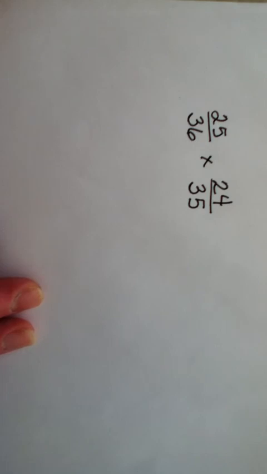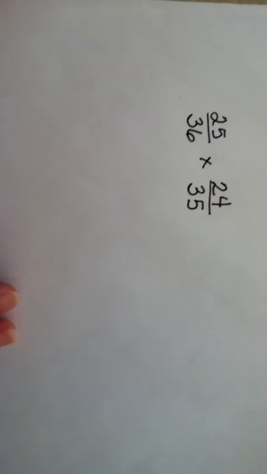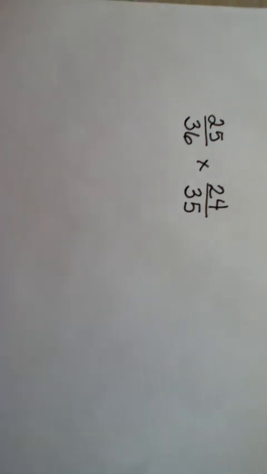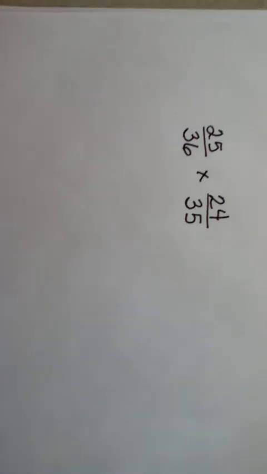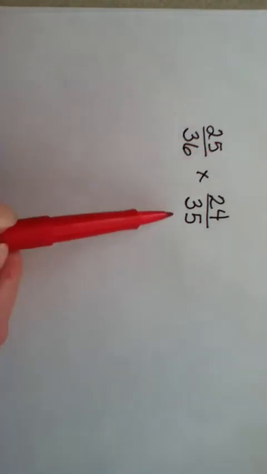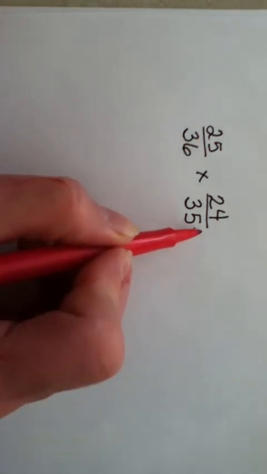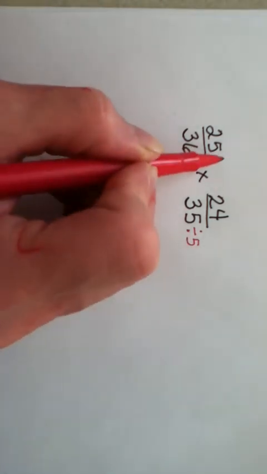Third problem: 25 over 36 times 24 over 35. And this is one of those ugly problems I was talking about. 25 times 24 is a large number, and so is 36 times 35. So it will be much easier to pre-reduce first. If you look at a number on the top and a number on the bottom, can you find something that divides into both of them? So we look at the 25 and the 35. Well, I can see I can divide both of those numbers by 5.